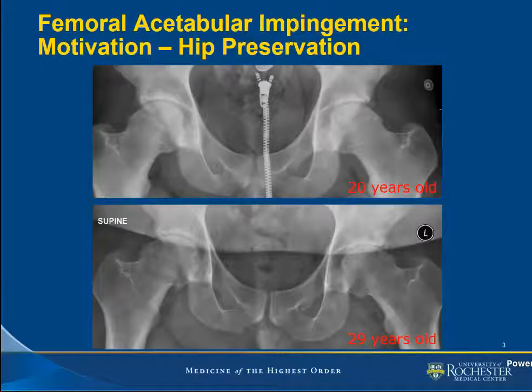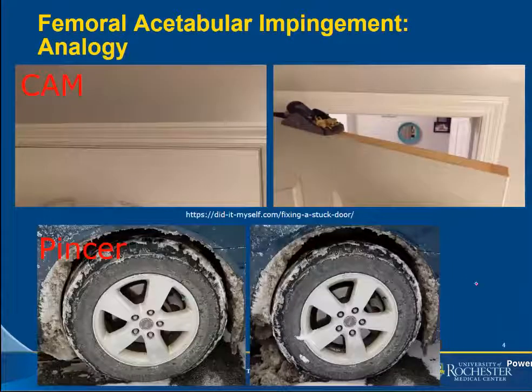that this patient would be able to avoid needing a hip replacement within the next 5 years as a 35-year-old, and possibly they would be able to go until they were 60 years old before they would need a hip replacement. So that's some of the motivation behind studying femoral acetabular impingement.